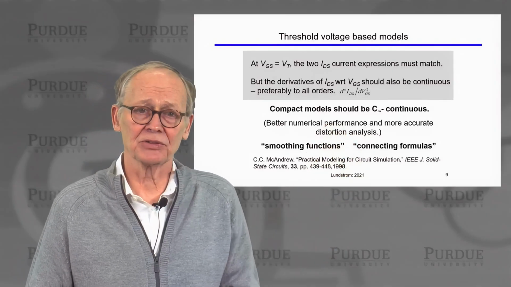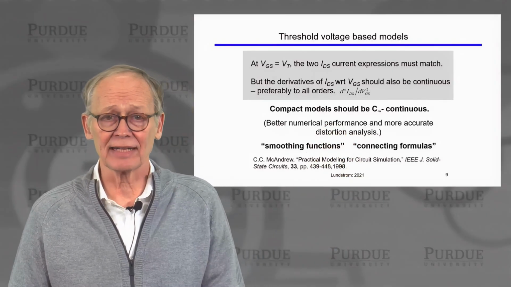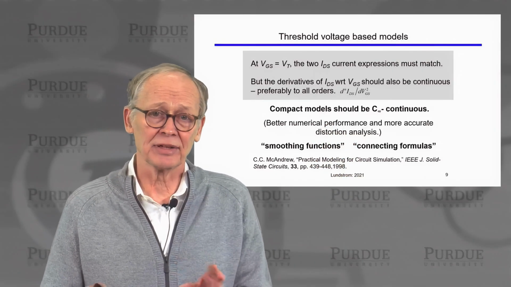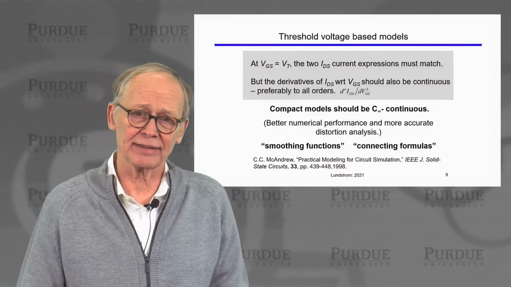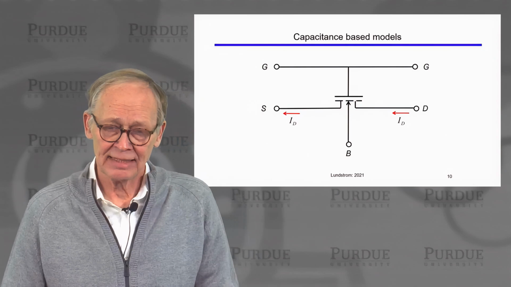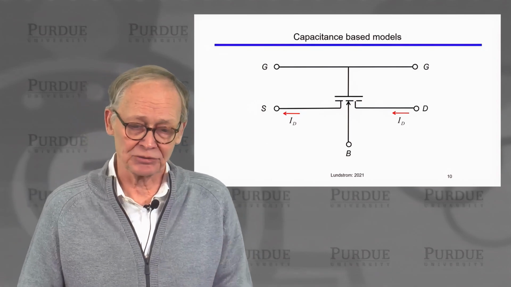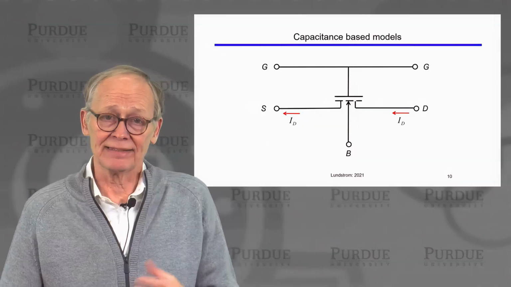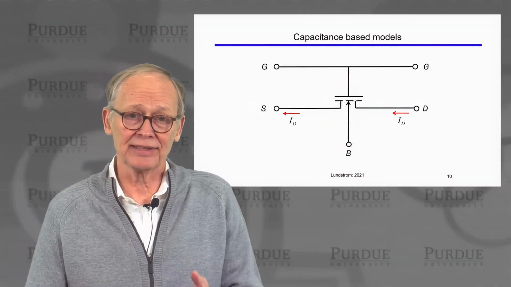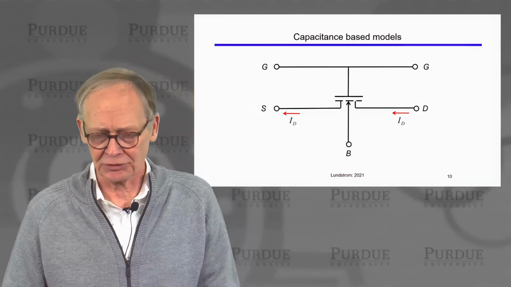Compact model experts use things called smoothing functions or connecting formulas that do this in a smooth and continuous way. And you can see how that's done if you take a look at this reference. Now, we're switching these transistors, so we may have a DC model. This is what we've been talking about. A DC model: we apply voltages, what DC currents flow from the drain to the source.